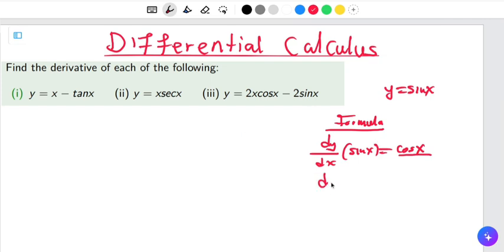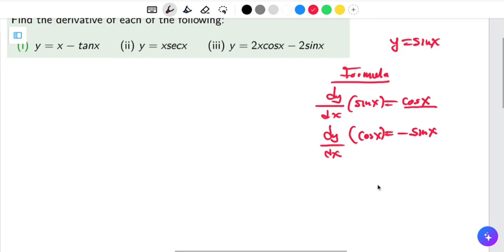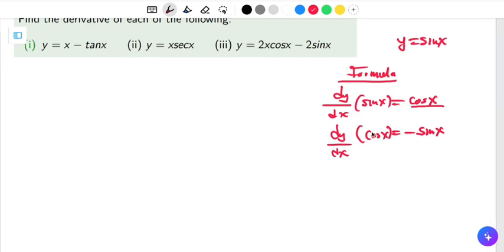Then the second part is, let's say you are differentiating now cos. What is the derivative of cos going to be? It is not equal to sine x, but rather is equal to negative sine x. So these are the things that you need to know. Don't forget about those things. So the derivative of cos x is equal to negative sine x.